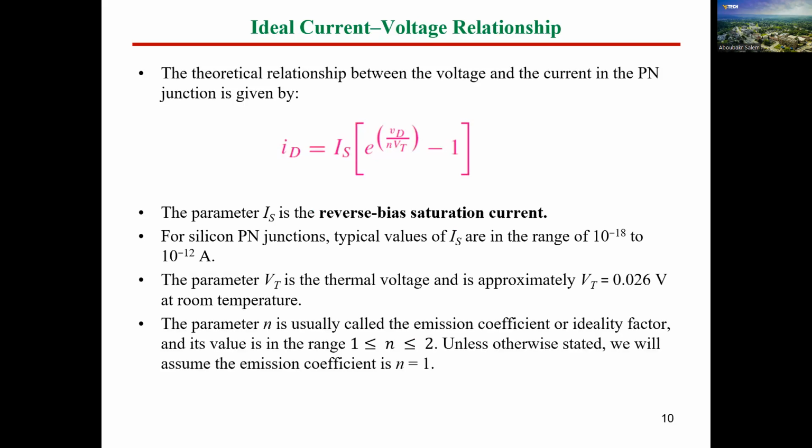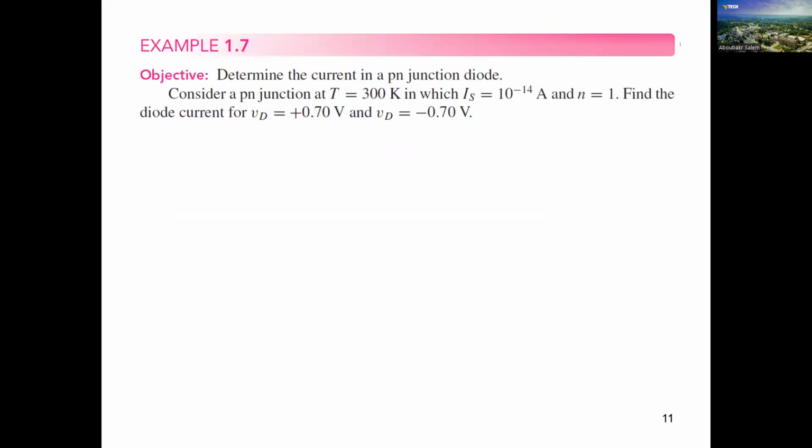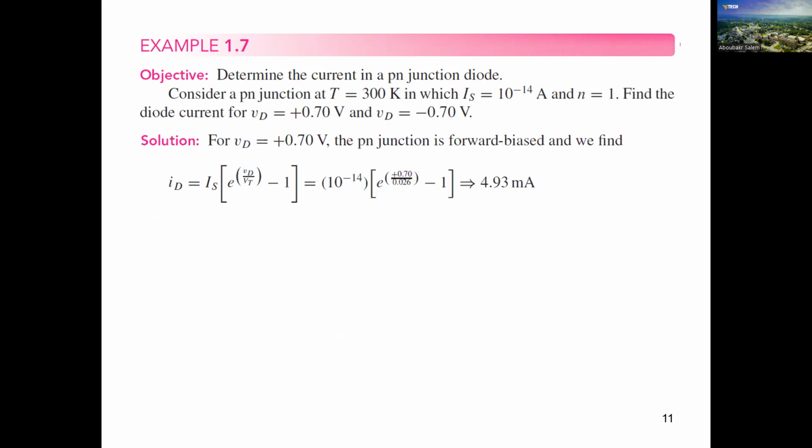So this is simply the diode current. And we actually solved a problem here. If we applied positive 0.7 volt or negative 0.7 volt to our PN junction, how much current is going to flow? We could find that at 0.7, the current flow is going to be 4.93 milliampere.